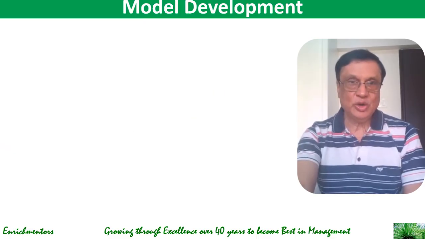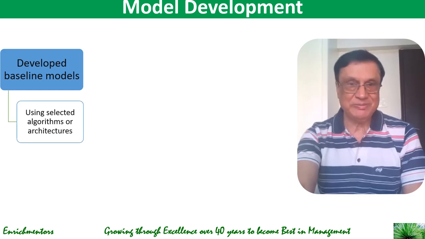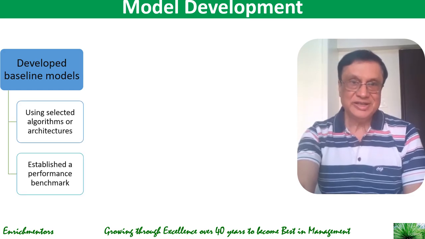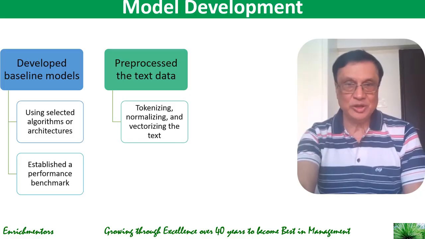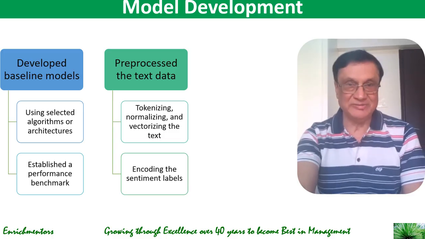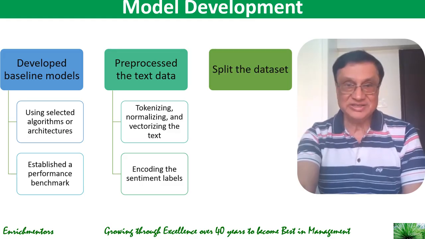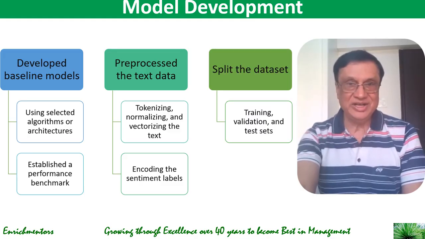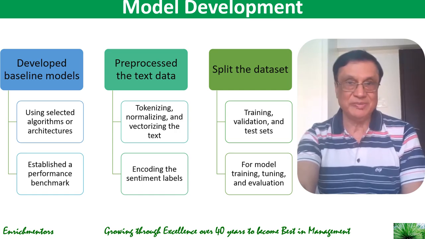Then they got into developing the baseline models using the selected algorithms and architectures to establish performance benchmarks. They pre-processed the text data by tokenizing, normalizing, and vectorizing the text and encoding the sentiment labels. So different kinds of data were pre-processed differently, as you can see here. They split the data set as required into training, validation, and test sets, basically for model training, tuning, and evaluation respectively. So that's how the model development happened.